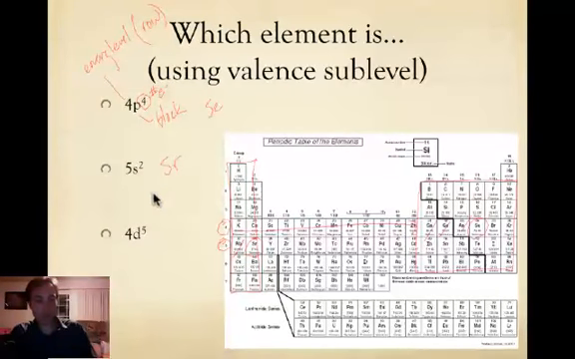Okay, one more example, 4d5. This is a tricky one, so be careful. Try this on your own and then see if you got it right. So pause the video.